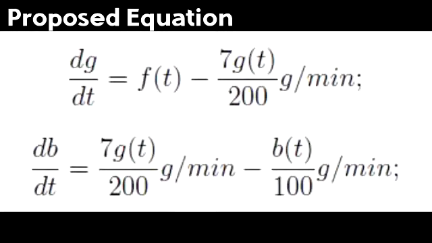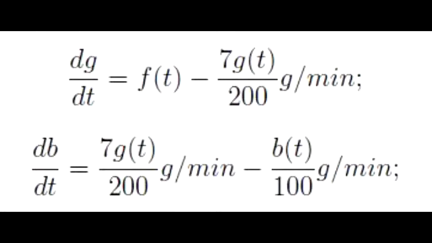From the previous figure, we get the equations of the model, which are dG/dt equals f(t) minus 7G(t)/200 gram per minute, and also dB/dt equals 7G(t)/200 gram per minute minus B(t)/100 gram per minute.